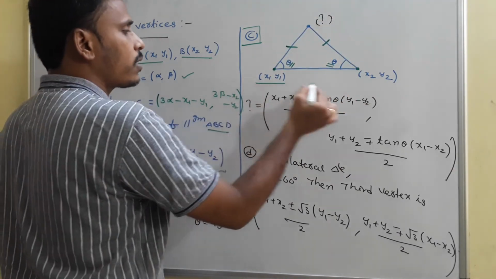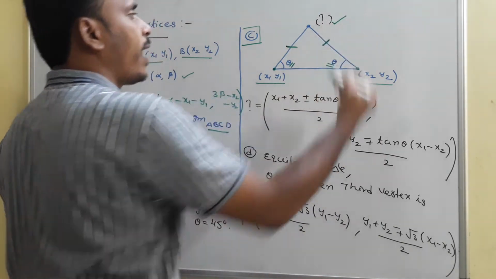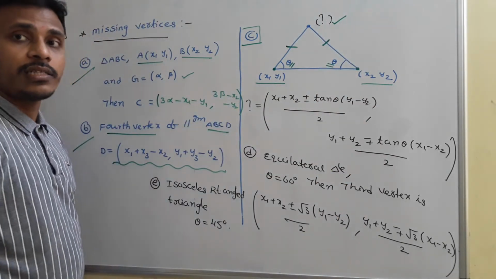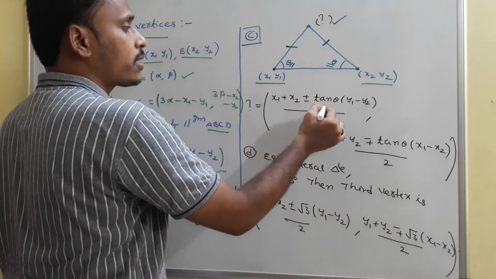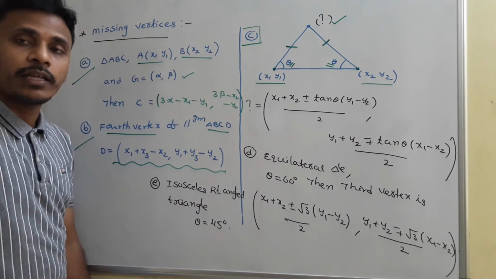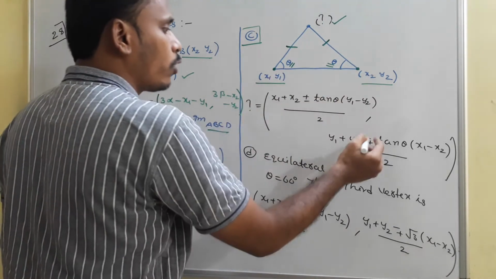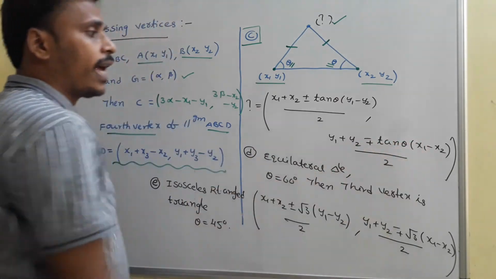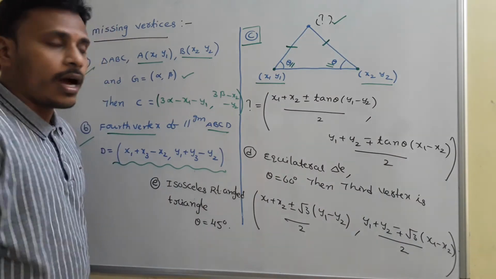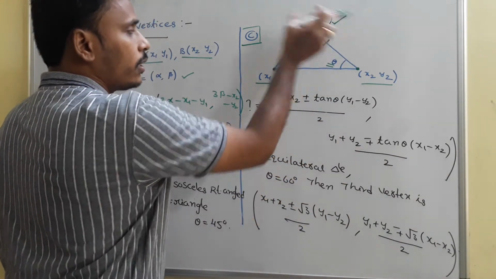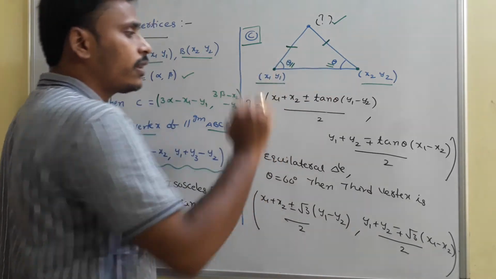If the base vertices are (x1, y1) and (x2, y2), then what can we say about this vertex? That vertex is determined by this particular formula. (x1 plus x2 plus or minus tan theta into (y1 minus y2)) by 2 is the x coordinate, and (y1 plus y2 minus or plus tan theta into (x1 minus x2)) by 2 is the y coordinate. And at the end, this is the missing vertex of an isosceles triangle having base angle theta.